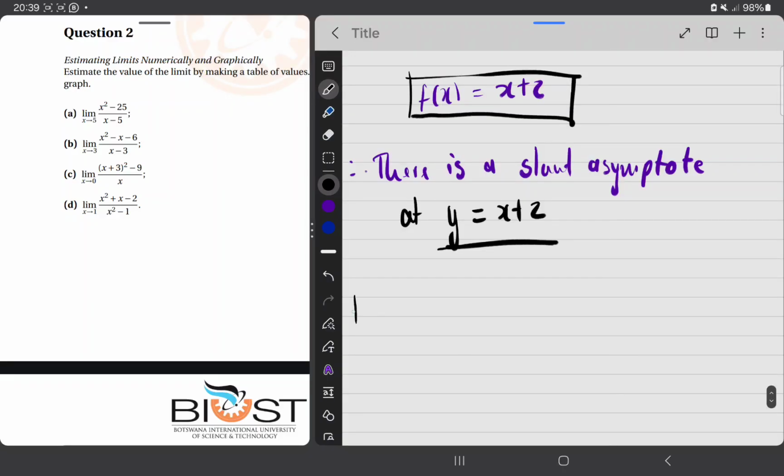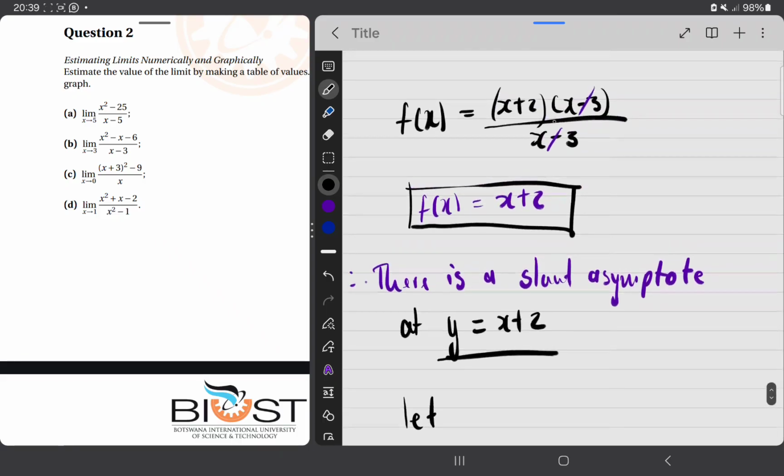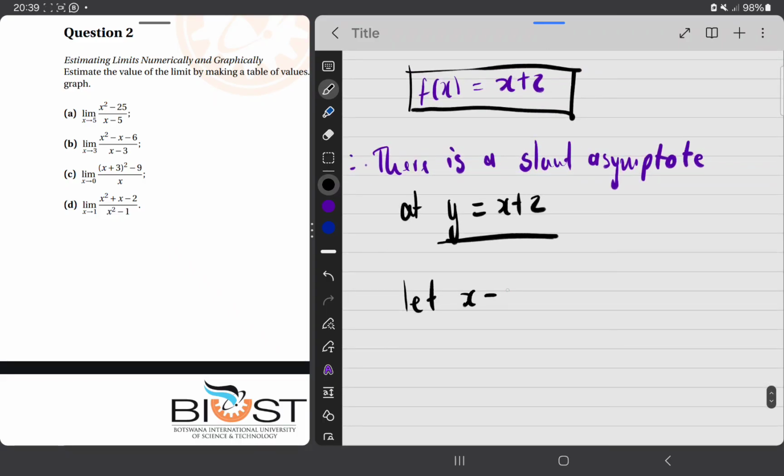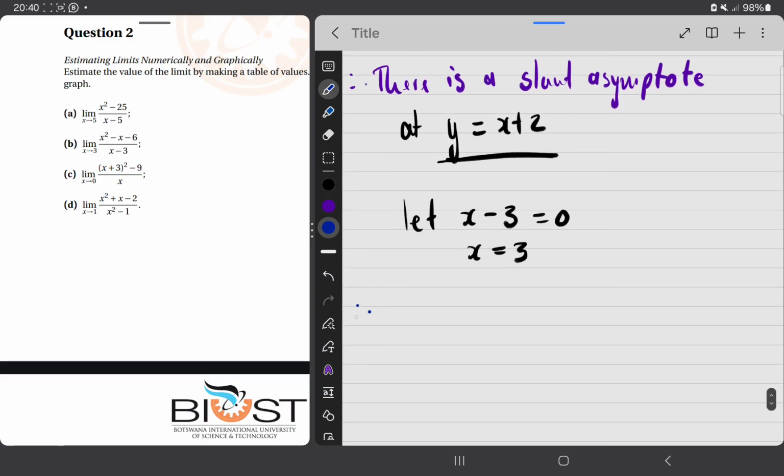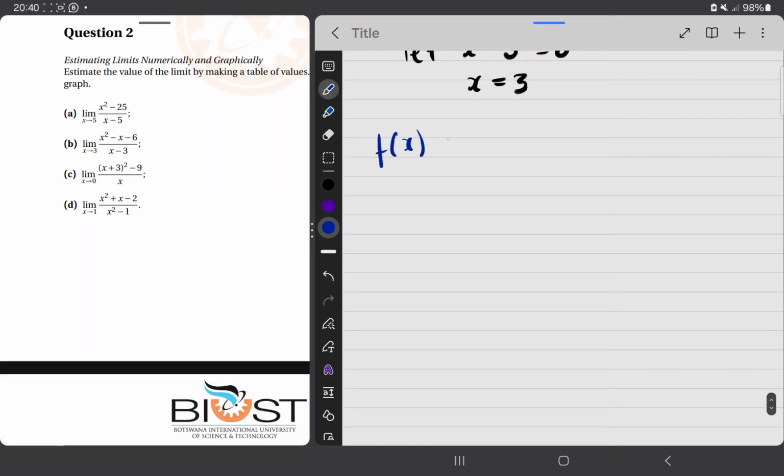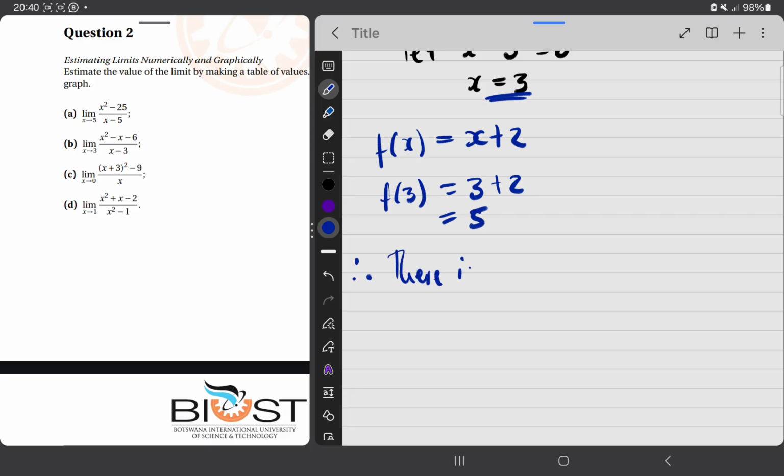And there is a hole. Let this thing that canceled, x minus 3, be equal to 0. You say x equal to 3. And let's put f of x again. F of x will now be equal to this, x plus 2, this smaller thing. We use the smaller thing now, and we put the 3. We say f of 3. This gives me 3 plus 2, which is going to be 5. Therefore, there is a hole at 3, 5.